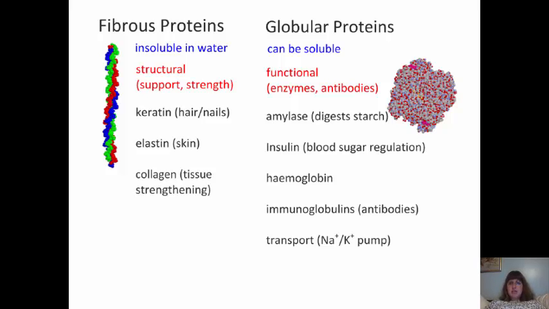Examples of globular proteins: amylase, which is used to digest starch. And notice, look, it ends in ASE, so it is an enzyme. Insulin is important for blood sugar regulation. Hemoglobin, this is the British spelling of hemoglobin, that's why you have that A there, carrying the oxygen around in our bodies. You have immunoglobulins, which are your antibodies, and then you have transport proteins, for example, your sodium-potassium pump, and we'll come back to that later in the year.